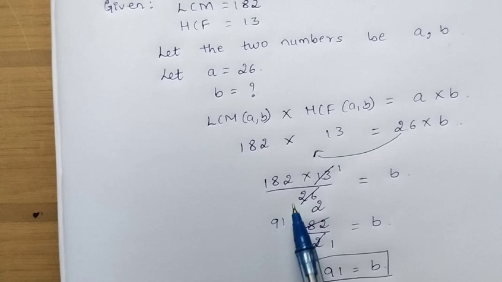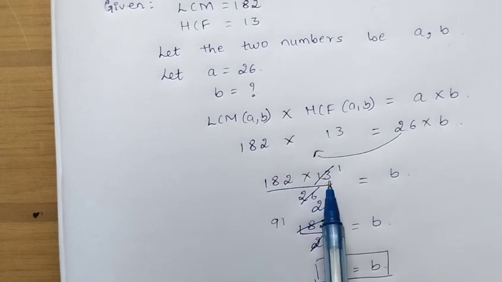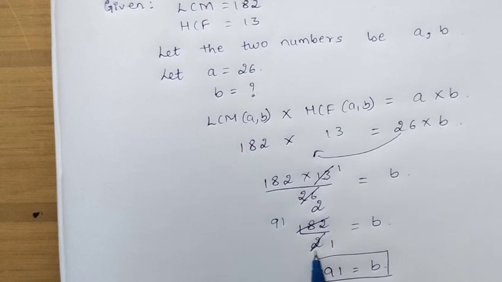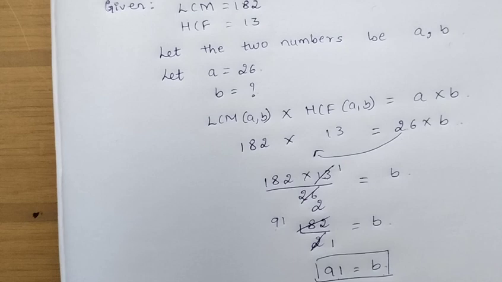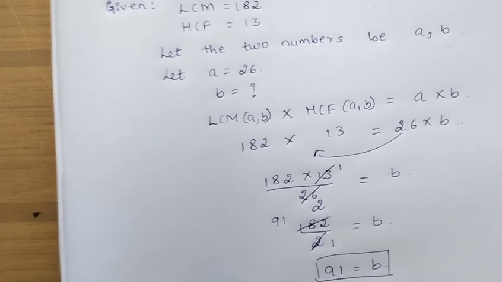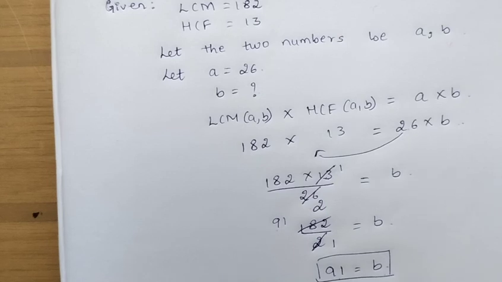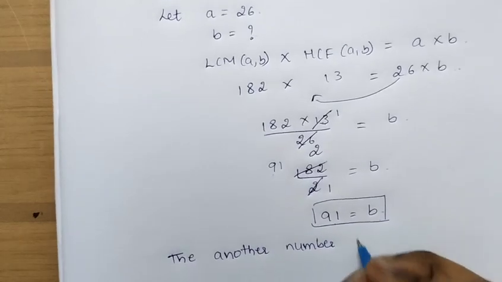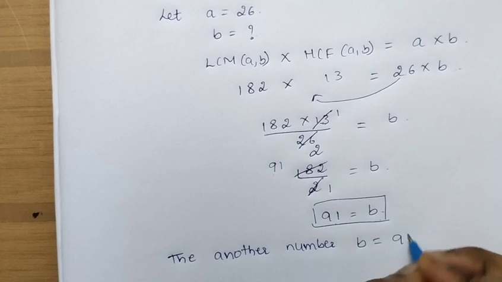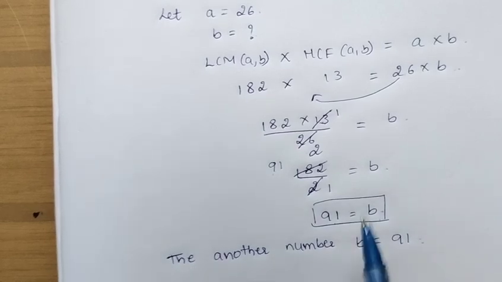So be very careful students, you don't have to multiply 182 into 13. You can just simplify it in an easy manner. So here after cancelling you will be getting the answer as 91. So the another number B is equal to 91. This is the solution for the given question.